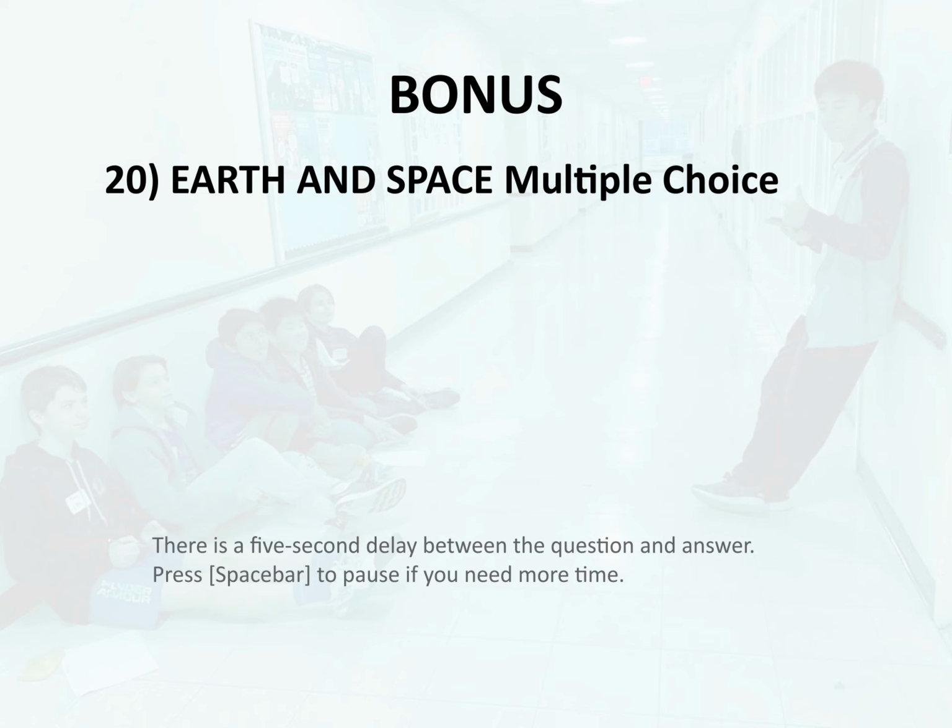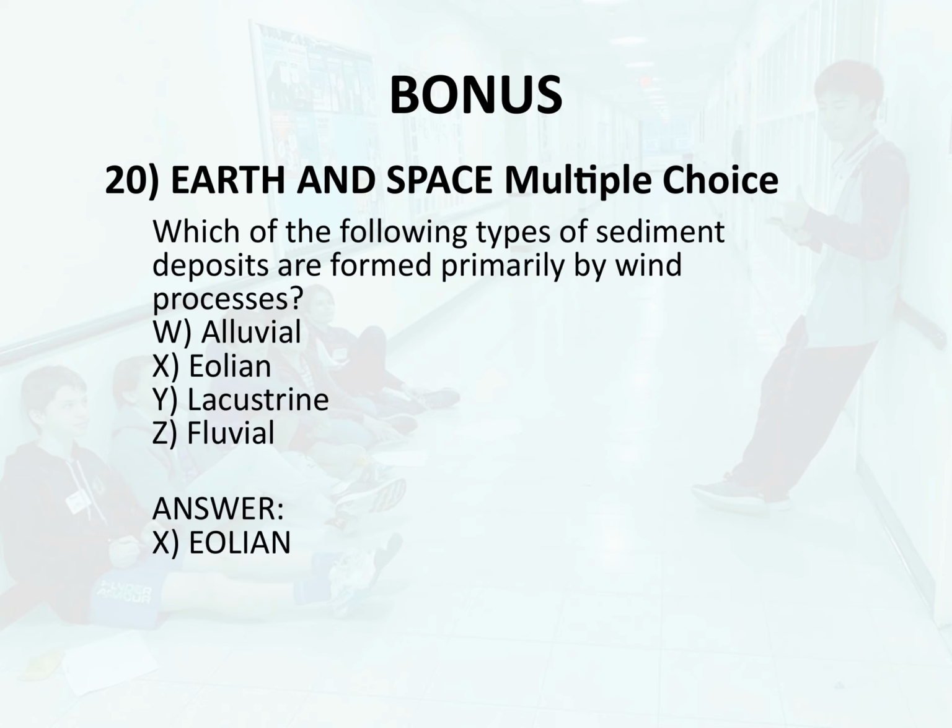Bonus 20. Earth and space. Multiple choice. Which of the following types of sediment deposits are formed primarily by wind processes? W. Alluvial. X. Aeolian. Y. Lacustrine. Z. Fluvial. Answer: X. Aeolian.